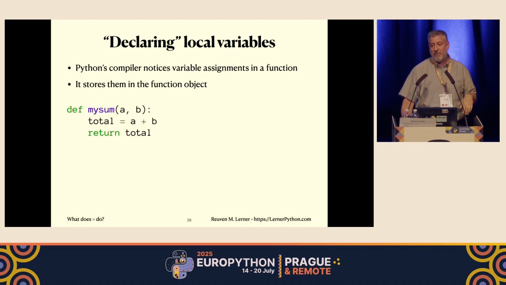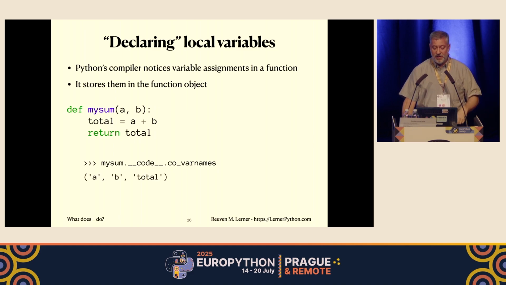So if I have a function here, my_sum(a, b): total = a + b; return total, when Python compiles this function, it says, aha, I have a and b, which are parameters. Those are by definition local variables. And total, we are assigning to total, and thus that is also a local variable. And sure enough, if we look at co_varnames in the code object, we will see a, b, and total, three local variables there.